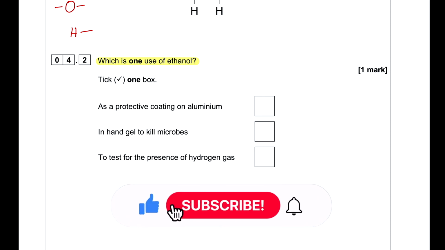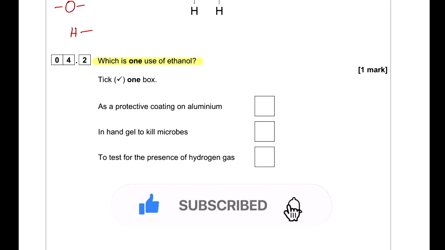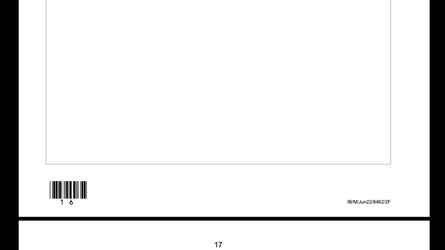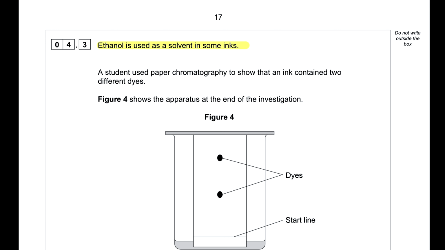Which is one use of ethanol? First option, as a protective coating on aluminium. No, we cannot use ethanol as a protective coating. However, we can use ethanol in hand gels to kill microbes. We do not use ethanol for the production of hydrogen gas. Ethanol by itself is flammable. Ethanol is used as a solvent in some inks.